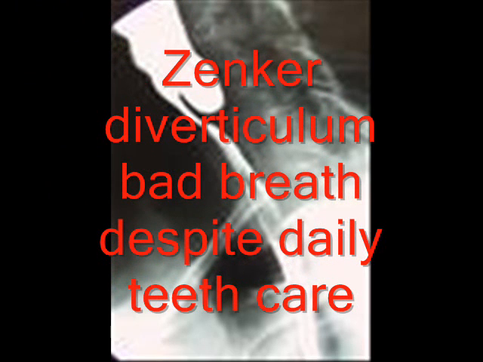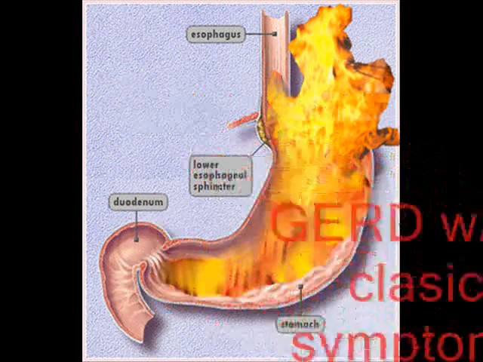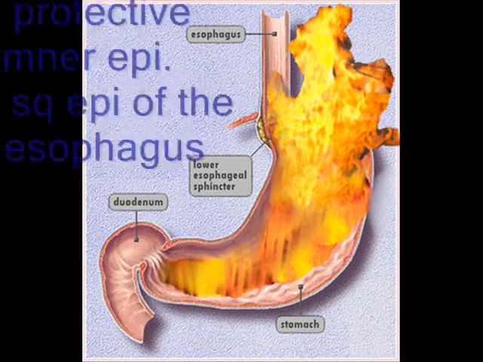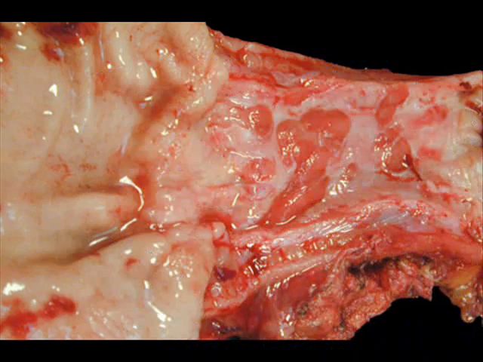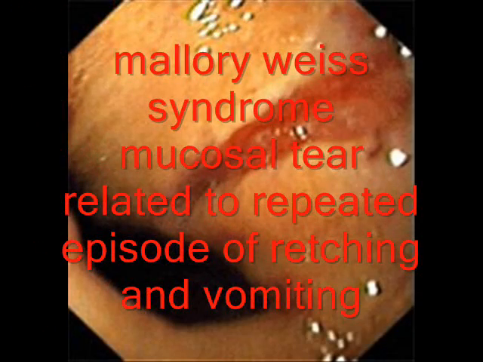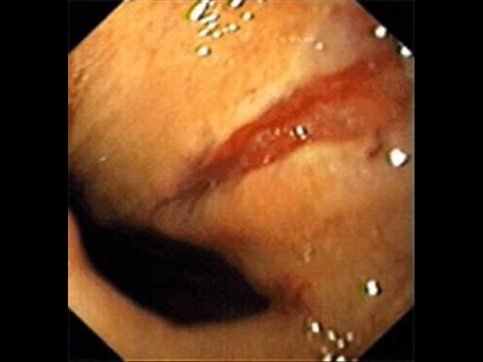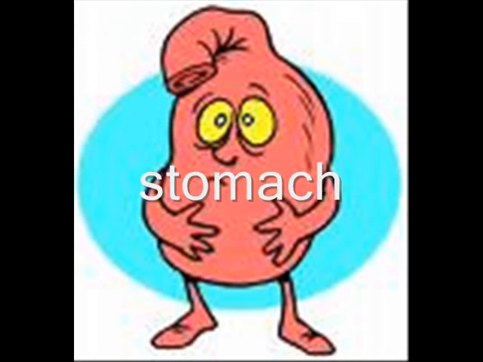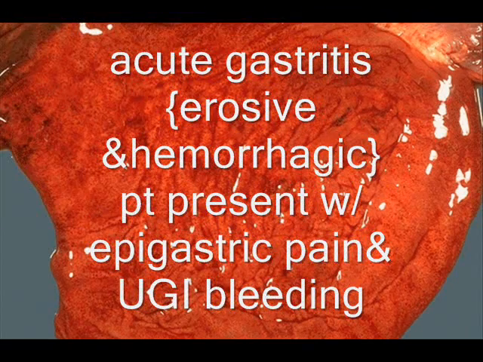Zenker diverticulum and halitosis may be used as a clue. A famous one is GERD, whose classic symptom is heartburn. Long-standing GERD may lead to Barrett's esophagus, which is pre-malignant for esophageal cancer. A very important entity of esophageal disease is Mallory-Weiss syndrome, related to retching and vomiting, and the patient presents with upper GI bleeding.